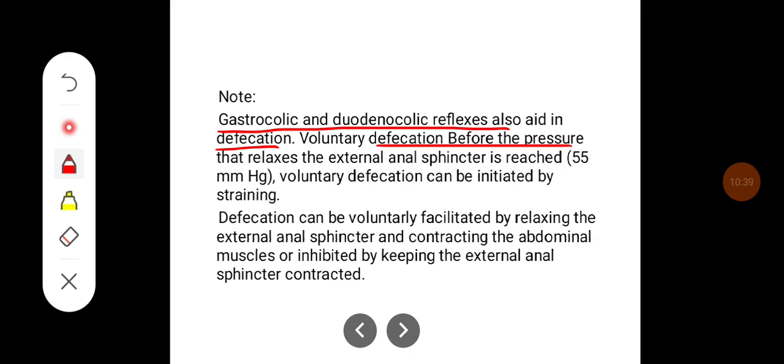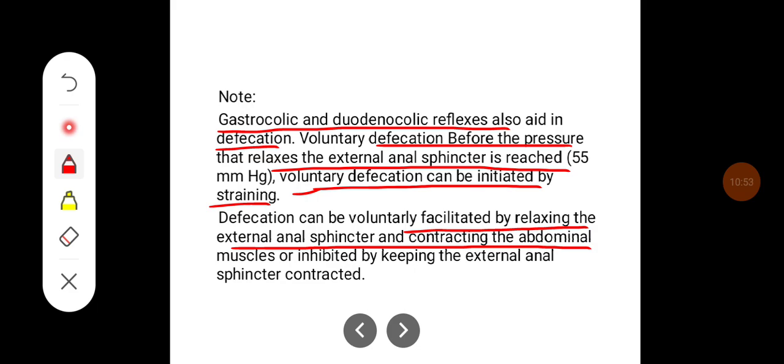Voluntary defecation can occur before the pressure that relaxes the external sphincter is reached. The voluntary defecation can be initiated by straining. Defecation can be voluntarily facilitated by relaxing the external anal sphincter and contracting the abdominal muscles, or inhibited by keeping the external anal sphincter contracted.